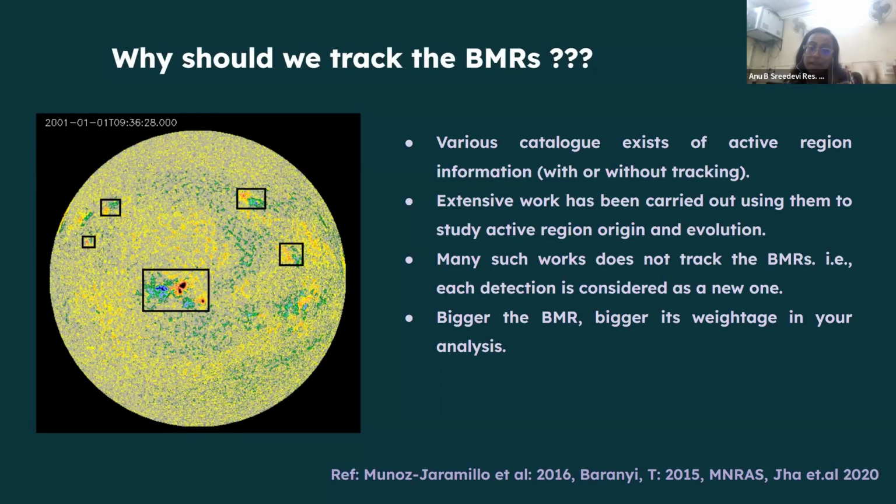So we all know that bigger active regions, bigger sunspots, will live for a longer lifetime. So in your statistics, in your data, the longer living BMRs will have a much higher weightage. So this may skew your analysis to the characteristics of bigger and longer living BMRs. So we need to avoid that, and that's why we took up tracking into our consideration, into our data set and into our studies. Now let's get into tracking.